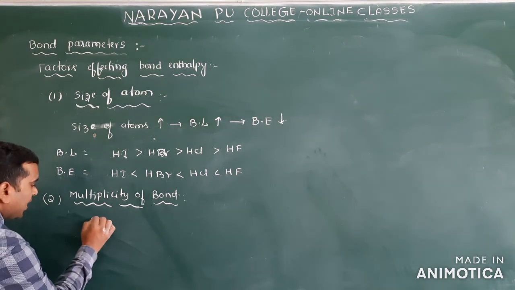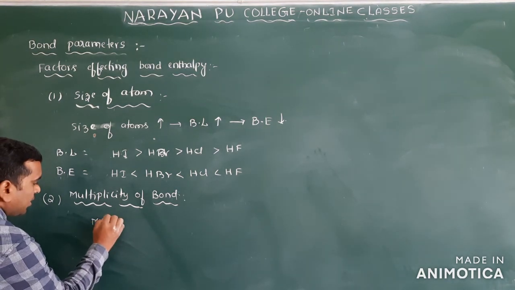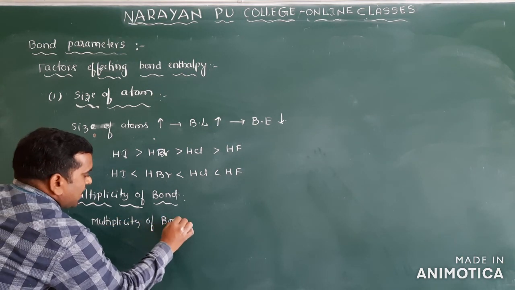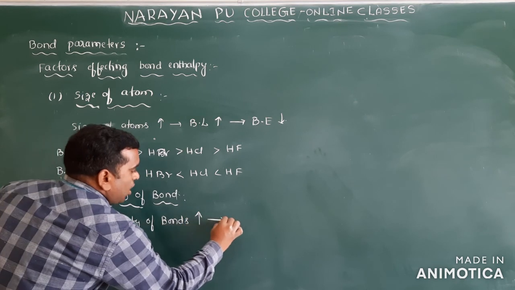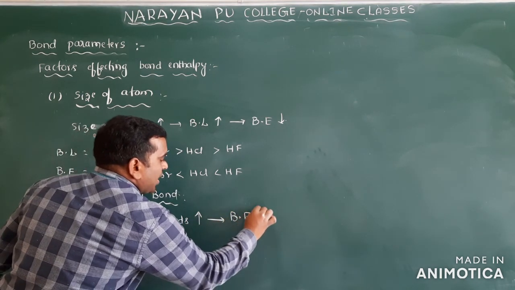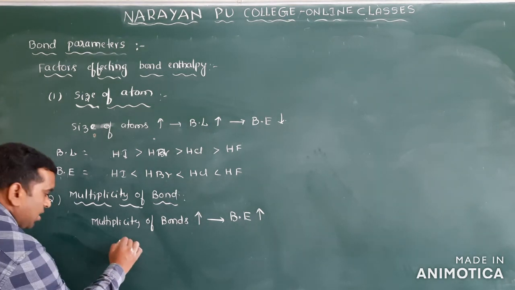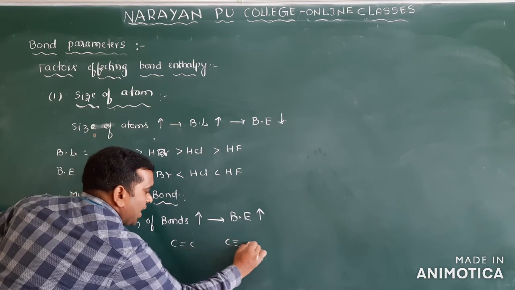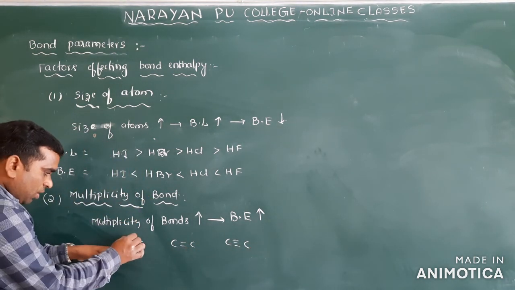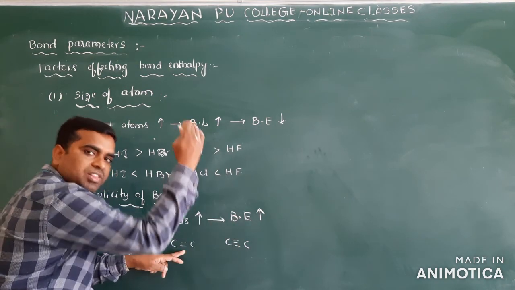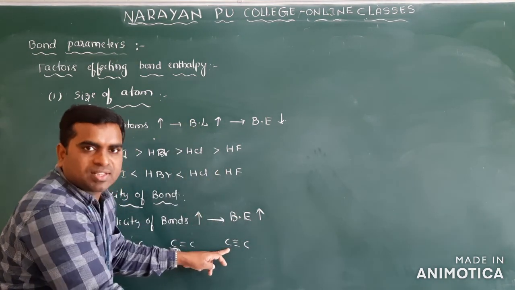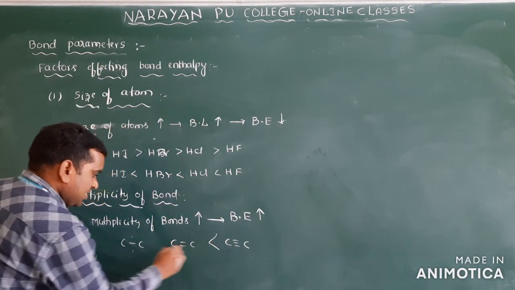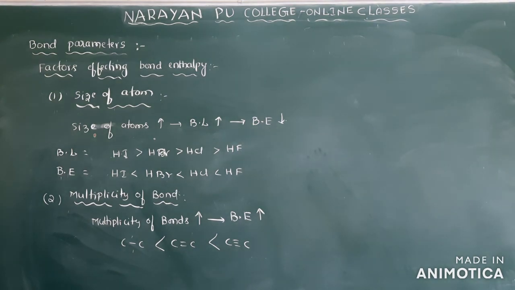So suppose I write here, multiplicity of bonds increases, automatically bond enthalpy or bond energy also increases. See, a simple example. If I take a single bond between carbon and carbon, but here a double bond and here a triple bond. Which bond can easily break? One bond can easily break, but here how many bonds do you have to break? Three bonds. To break the three bonds, you have to supply much more energy. That we will call bond enthalpy. So this is bond enthalpy.